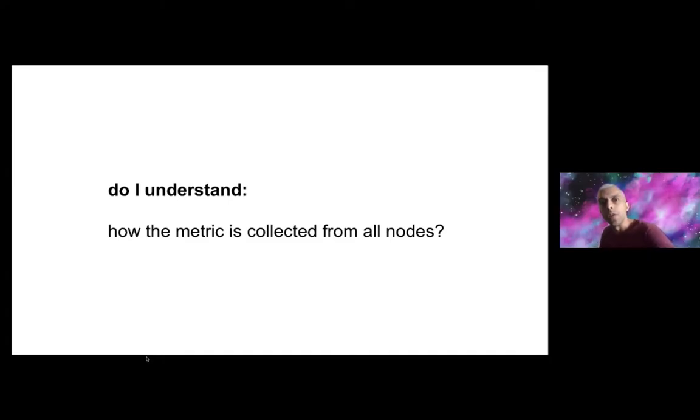So another thing here is, do I understand how the metric is collected and aggregated from all nodes? So if you have a 100 node cluster and you're looking at a graph, and the graph has a single dot for each data point, somehow those 100 data points got merged into one data point. Do you know how that was done? Is it the average of all the data points? Is it the median? Is it the max?